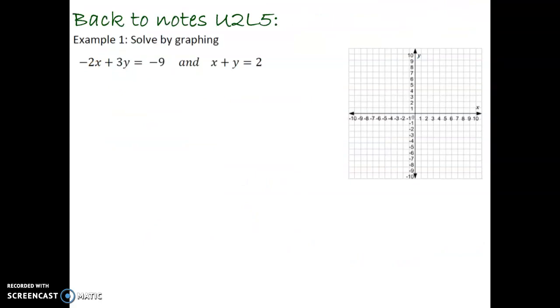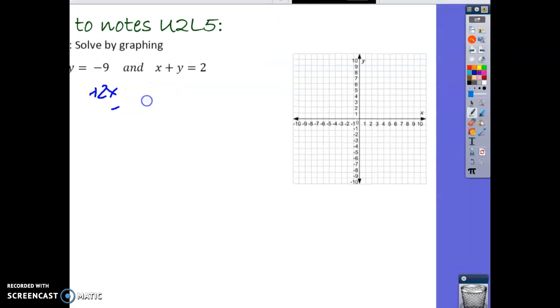Okay, let's go back to Unit 2, Lesson 5 notes where you see example 1 right there. And it says solve by graphing. We've practiced elimination, we've practiced substitution. Let's practice graphing. If I want to graph this, I need to get y by itself on both of them. So on this first one, I'm going to need to add 2x to both sides.